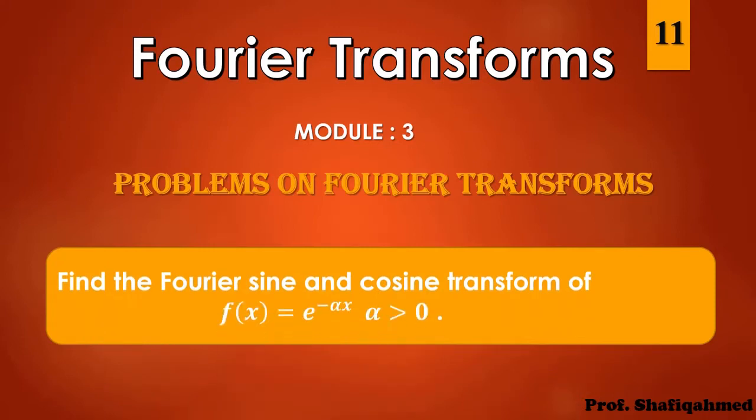Hello students, in today's class we will learn about problems on Fourier transform. The problem is: find the Fourier sine and cosine transform of f of x is equal to e raised to minus alpha x, where alpha is greater than 0. The solution of this problem we'll see now.